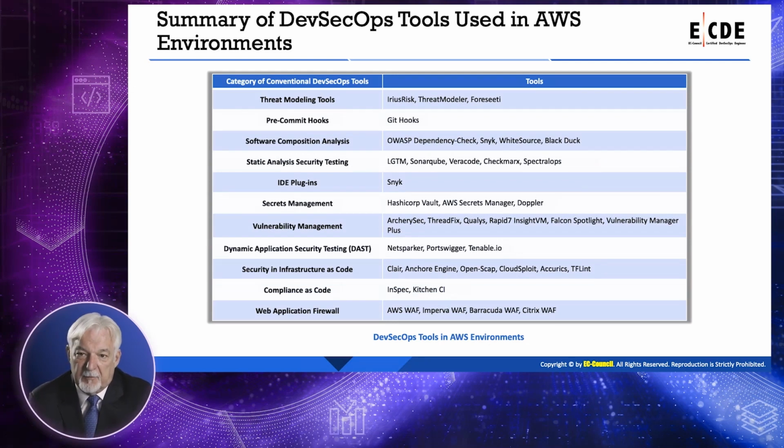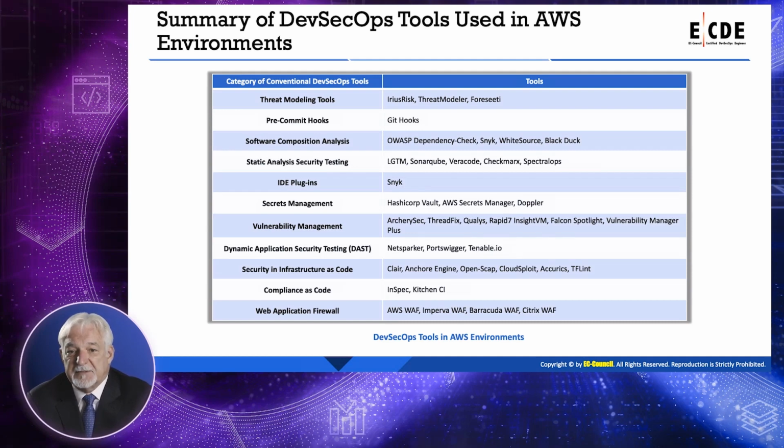When we talk about cloud environments, there's different tool sets that we start looking at. For example, up in AWS for the threat modeling tools, you can integrate or use native tools. Threat modeling tools include IriusRisk, AWS Threat Model, and ThreatModeler. Pre-commit hooks, you look at Git hooks. For software composition analysis, there's the OWASP Dependency-Check, Snyk, WhiteSource, and Black Duck. For static application security testing, LGTM and SonarQube are very popular, and Veracode, Checkmarx, and SpectralOps.